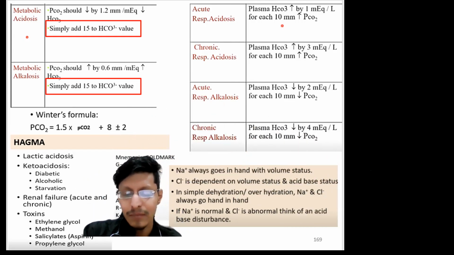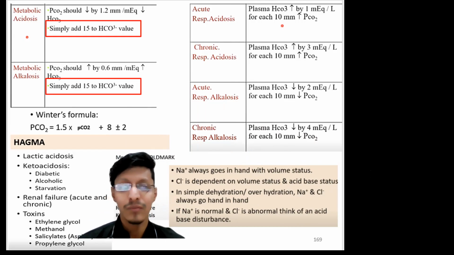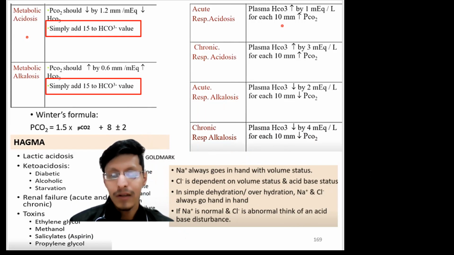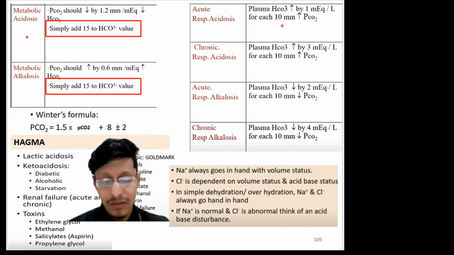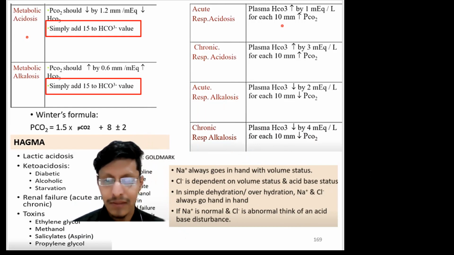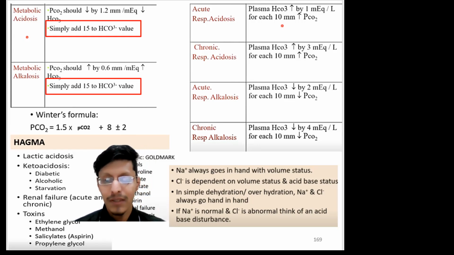Now this is a very important box which you are seeing. We always say that volume is from the water, but I will say the volume is from sodium. How? If there is more sodium reabsorption, there will be more water reabsorption. So sodium always goes hand in hand with volume status. Second, chloride is dependent on volume status. So in a simple dehydration or overhydration, sodium and chloride go hand in hand. But if sodium is normal and chloride is normal, then think of acid-base disorder.